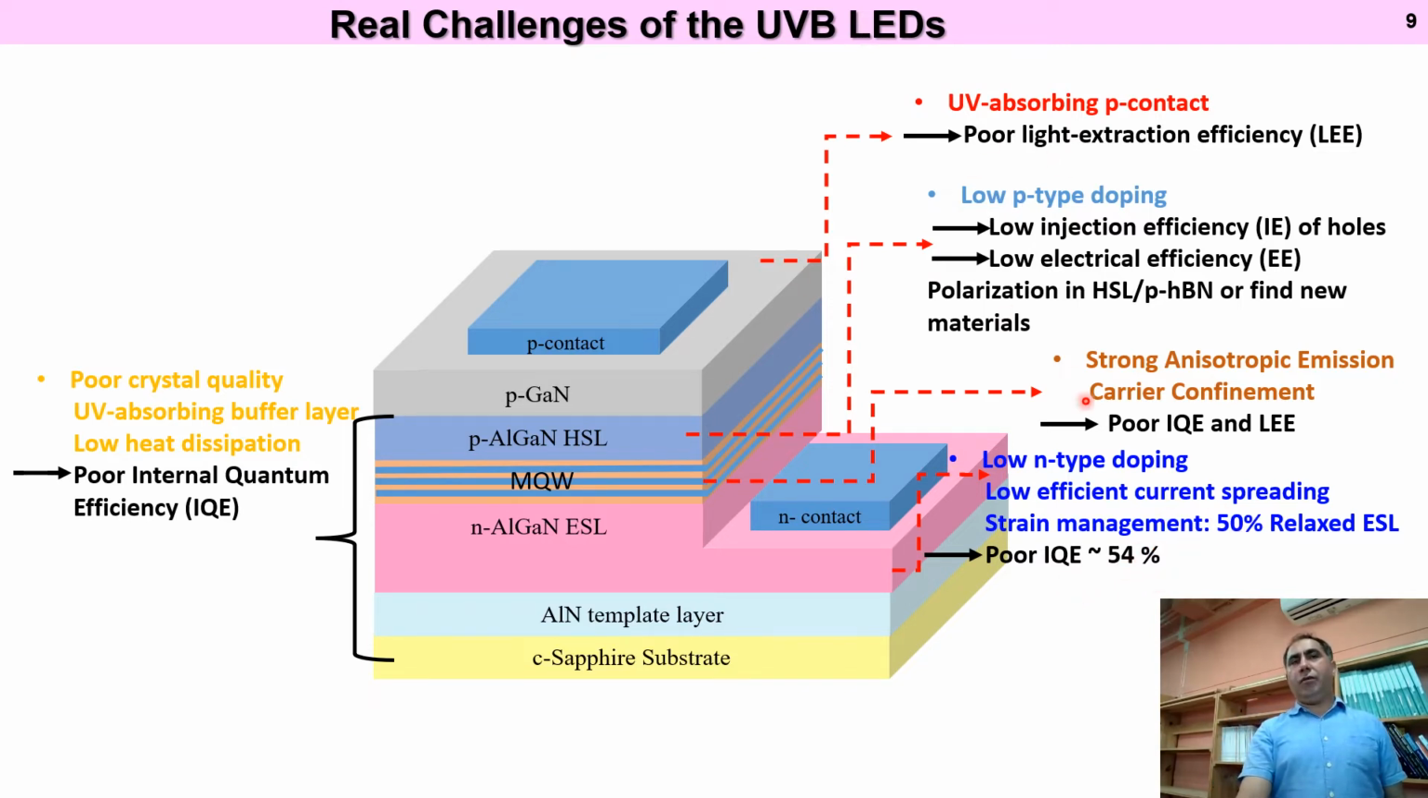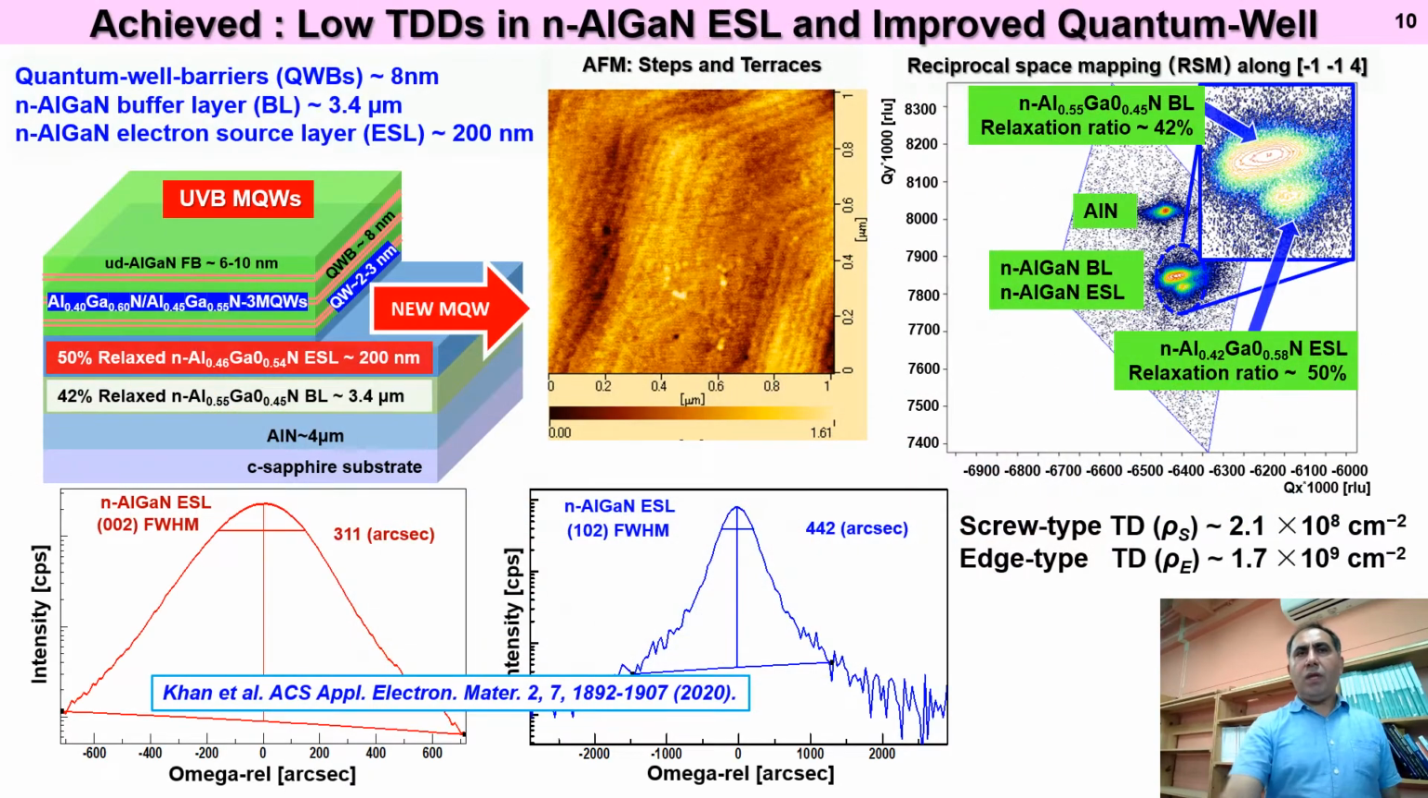So we still have a lot of challenges, like low injection efficiency of holes, low electrical efficiency, the differential resistance and high operating voltages, and also exploring new materials, such as the possibility of hexagonal boron nitride, to find a new alternative for the P side of the UV LEDs. These are a few challenges, but the most critical, I believe, is the P side. So here we try to resolve those challenges one by one.